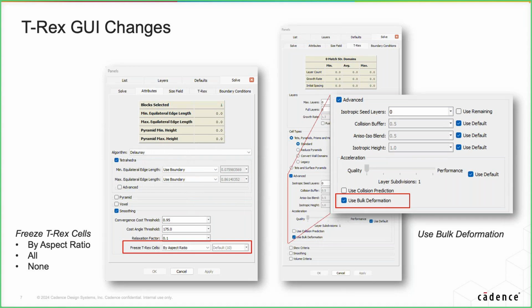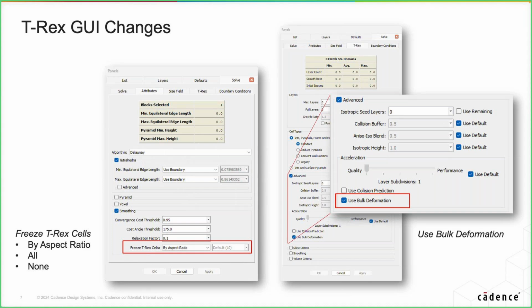You can now tell it to freeze T-Rex volume cells either by their aspect ratio, or you can have them all frozen, the entire anisotropic layer, or you can turn it off so that it's going to continue to be smoothed, which was the case prior to this release.